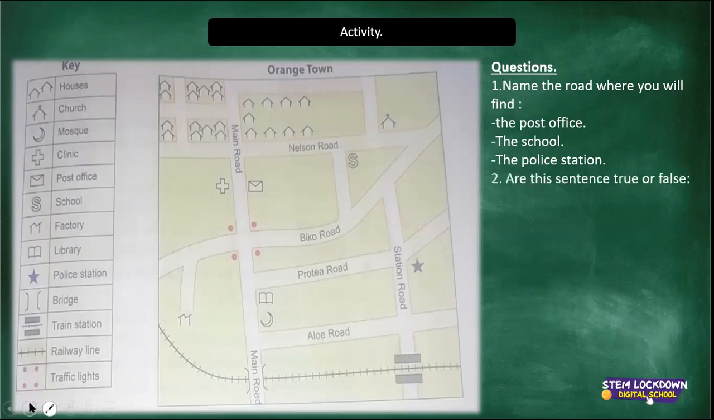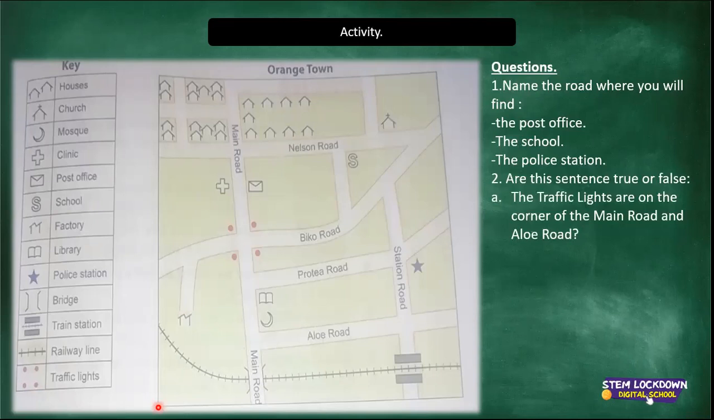Moving forward. Are these sentences true or false? The traffic lights are on the corner of the main road and Alu Road. Is it true or false? Look at the traffic lights.